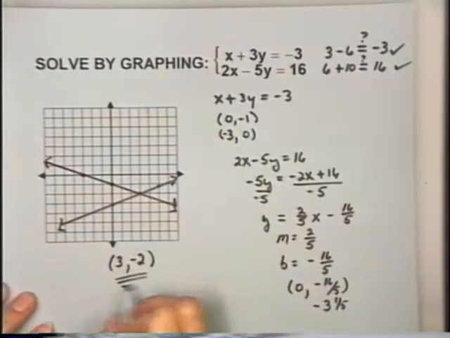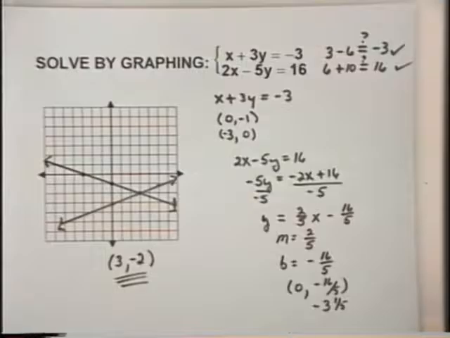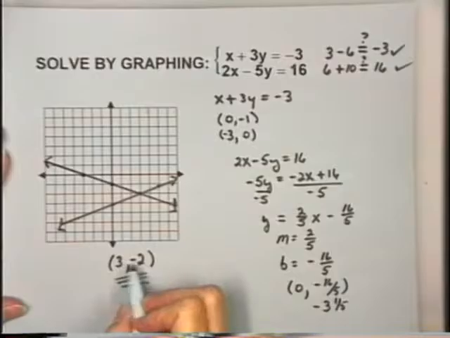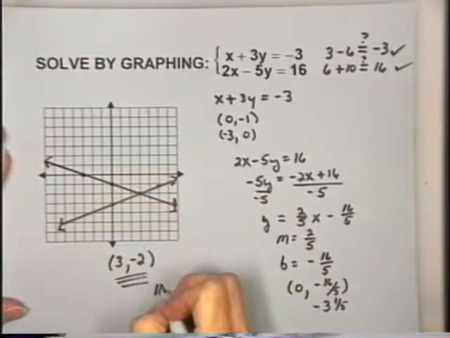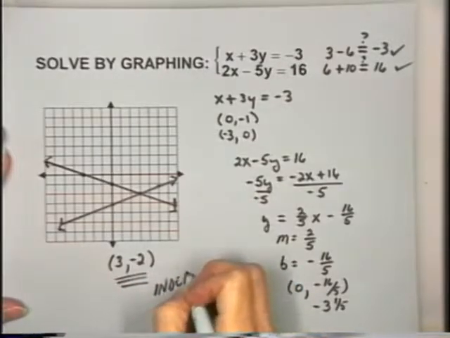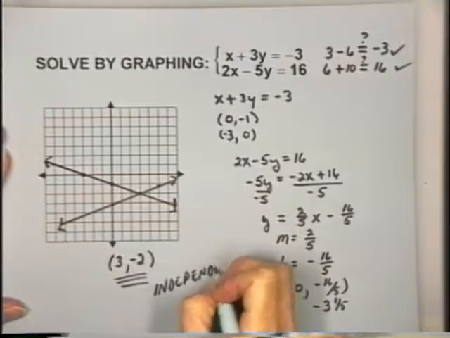So we can see that this ordered pair is a solution for both of our equations, and therefore it is a solution to this system of equations. Recall in our definition, if we have one single solution, this system is referred to as being an independent system.